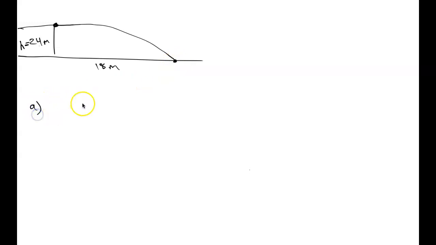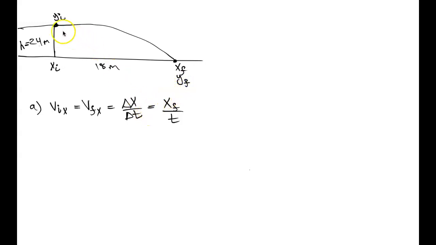So for part A, we can say that v initial x equals v final x, which is delta x over delta t, or this is x final over t if we take the initial position to be x initial here. This is x final if we take y initial to be on the top, and y final will be down there. And the time it takes is for the object to fall the distance from y initial to y final, or to travel from x initial to x final.